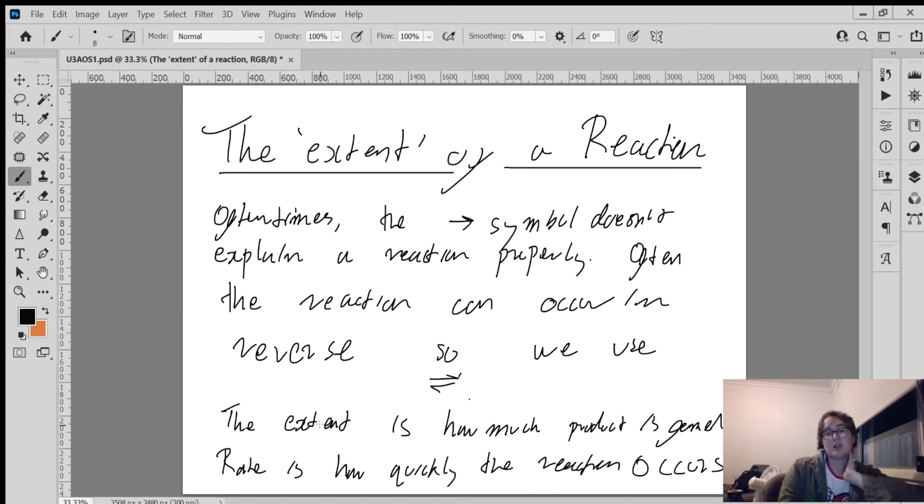The extent of reaction can be thought of as how much of a product is formed. Do not get this confused with the rate. The rate and extent are entirely different. There will be questions about both, and if you get them confused, you'll get it wrong. The extent is how much product is formed, or you can say the percentage yield of product. There's a few different ways to measure the extent, as with the rate, but the extent refers to how much of the product forms. The rate is how quickly the reaction occurs.